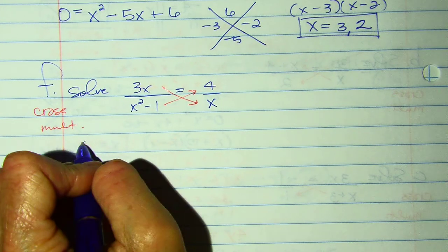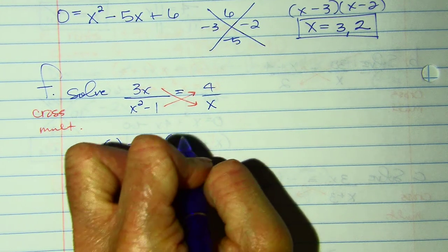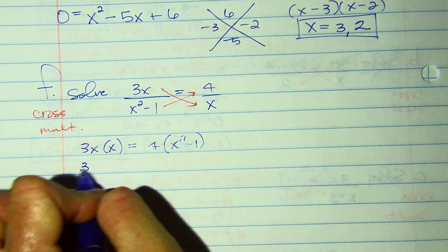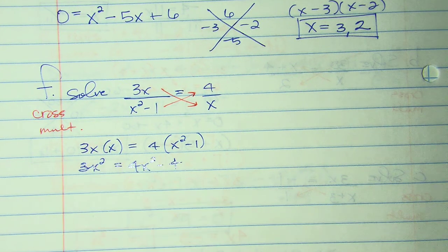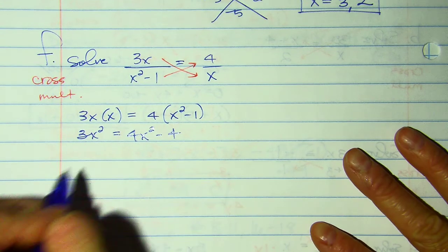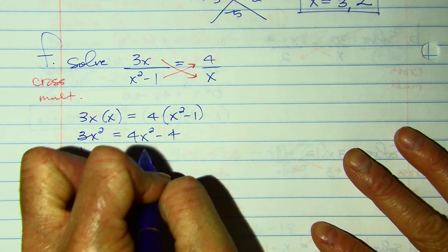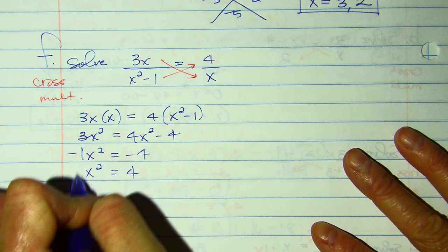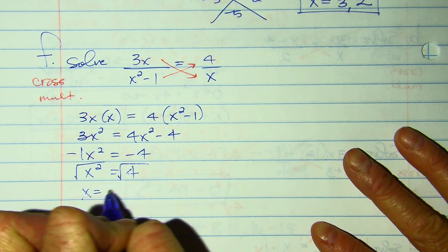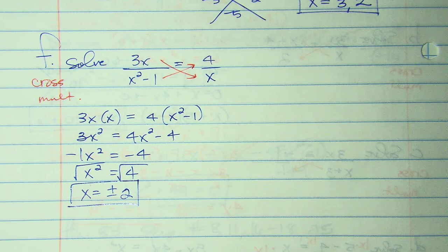So 3x times x must equal 4 times x squared minus 1. So 3x squared equals 4x squared minus 4. If I subtract the 4x squared, I get negative 1x squared equals negative 4. Divide, I get x squared equals 4. And if I take the square root, x equals plus or minus 2. And that completes that section.